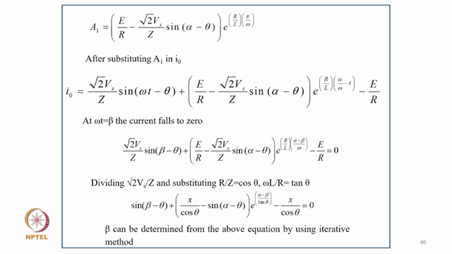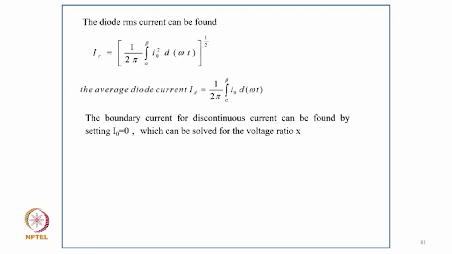Dividing by root 2 Vs upon Z and substituting R upon Z equal to cos theta and omega L upon R equal to tan theta, we get sin beta minus theta plus x upon cos theta minus (sin alpha minus theta plus x upon cos theta) e to power alpha minus beta upon tan theta, minus x upon cos theta equals 0. So beta can be determined from the above equation by using the iterative method.